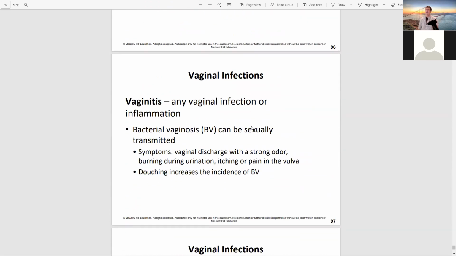So vaginal infections: vaginitis is any vaginal infection or inflammation. Bacterial vaginosis can be sexually transmitted. Symptoms are vaginal discharge with a strong odor, burning during urination, and itching or pain in the vulva. Douching increases the incidence of BV.